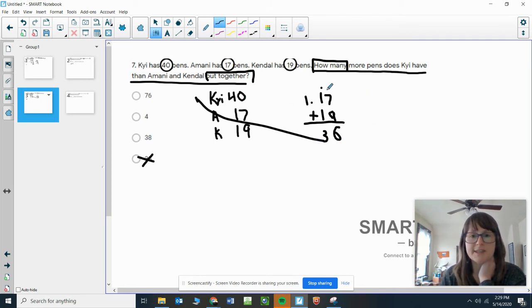So now my second step, how many more pens does Kai have than Amani and Kendall put together? We're going to go ahead and subtract. We're going to start with Kai's 40 pens, and then we're going to take away Amani and Kendall's 36 pens.